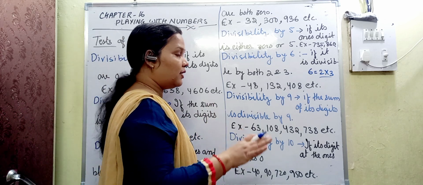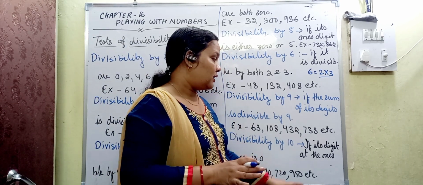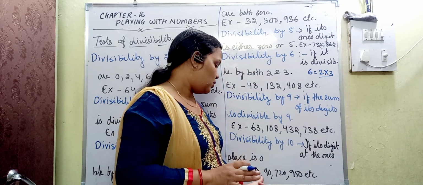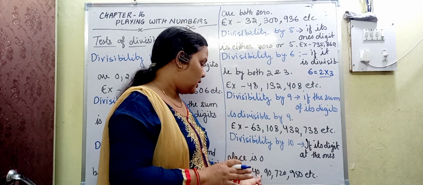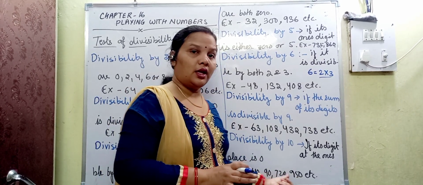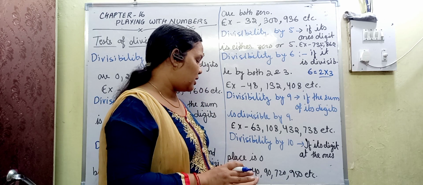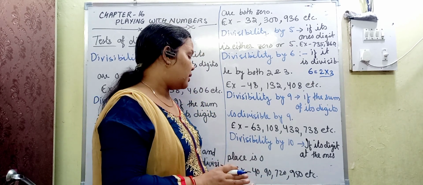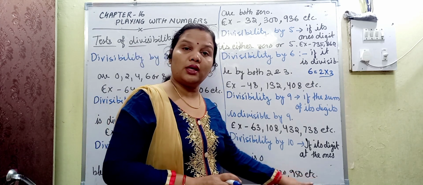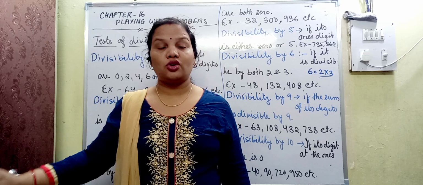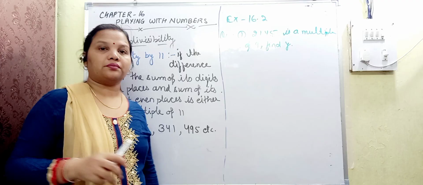Divisibility by 10. Very easy. You know that very well, that if its units place number is 0. So the units place or the ones place number is 0. Here you can see 40, 90, 729, 50. In all these numbers, the units place number is 0. So it means these numbers are also divisible by 10. So these are the divisibility tests of numbers.